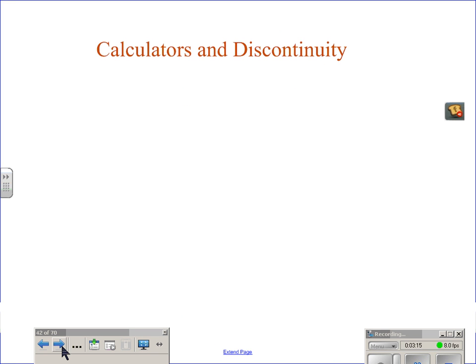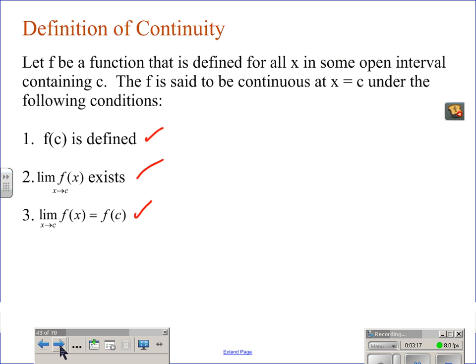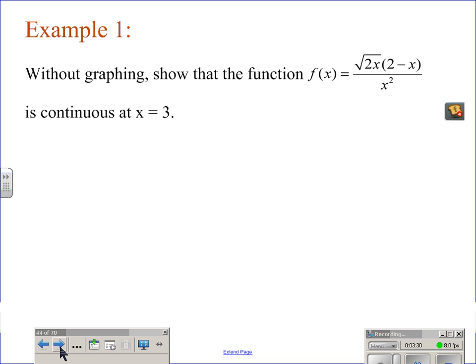Now, we've talked about the calculators. To talk about continuity, you know that f of c has to be defined, the limit has to exist, and that limit has to be equal to f of c. So our first example is going to be to show that the function f of x is continuous at x equals 3 without graphing.